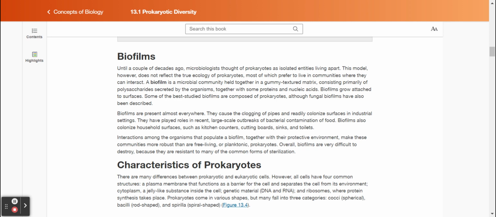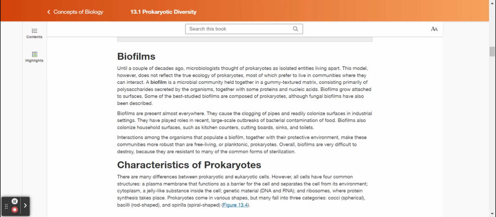Some of the best studied biofilms are composed of prokaryotes, although fungal biofilms have also been described. Biofilms are present almost everywhere. They cause the clogging of pipes and readily colonize surfaces in industrial settings. They have played roles in recent large-scale outbreaks of bacterial contamination of food. Biofilms also colonize household surfaces, such as kitchen counters, cutting boards, sinks, and toilets.